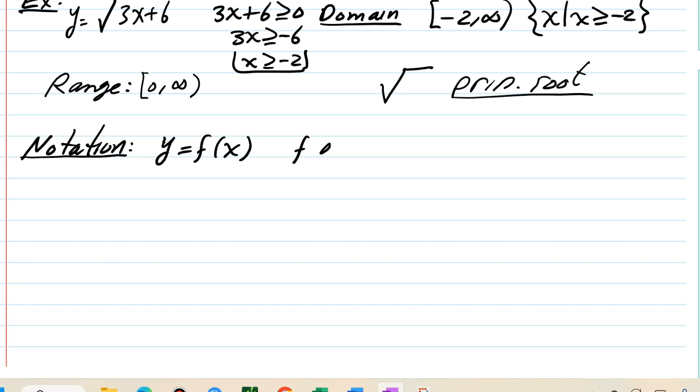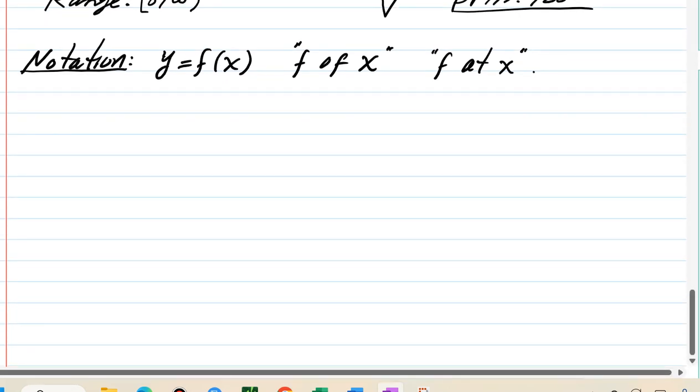So we can say f of x. I'm reading what's on the right side. That's read as f of x, and some people call it f at x. So there's some flexibility there. So anything outside of that, you just got to be careful. Make sure that it reads properly.